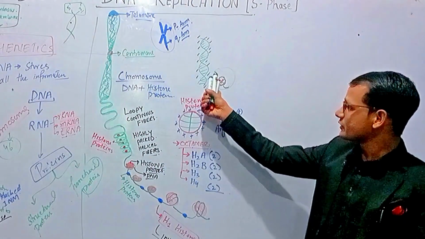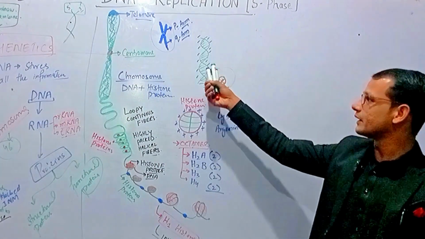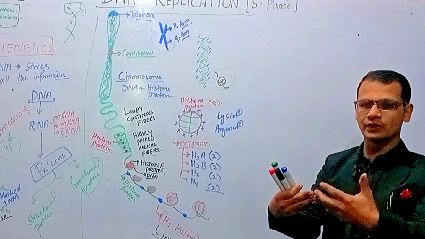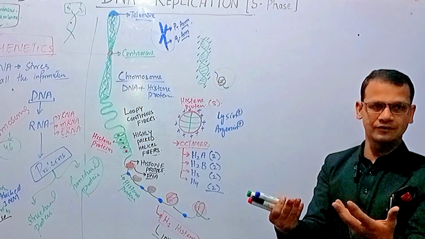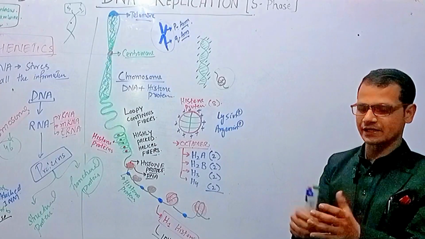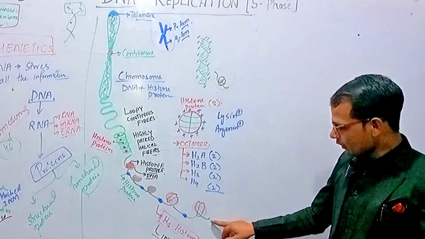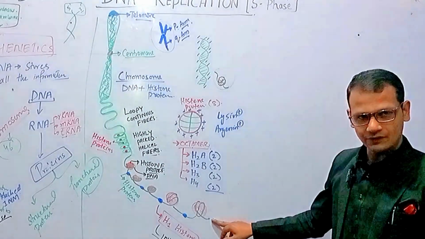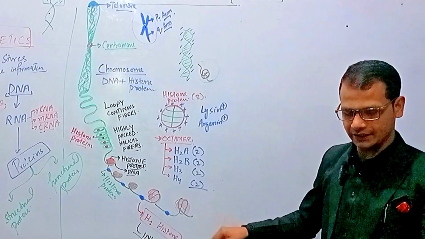So this is the story of how the DNA and histone proteins are together by attraction of negative and positive charges, right? Now we will zoom in on this green fiber, which is DNA.